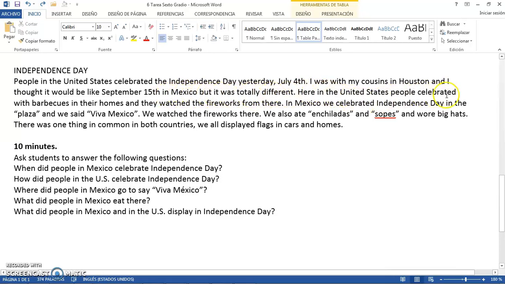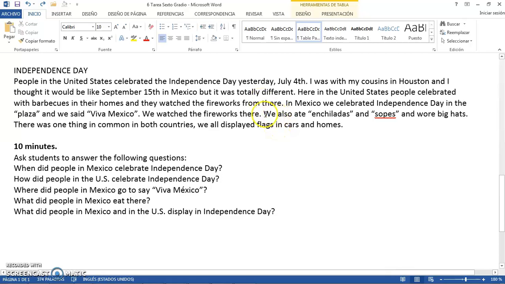Here in the United States, people celebrated with barbecues in their homes, and they watched the fireworks from there. In Mexico, we celebrated Independence Day in the plaza, and we said, Viva Mexico! We watched the fireworks there. We also ate enchiladas and sopes and wore big hats. There was one thing in common in both countries. We all displayed flags in cars and homes.